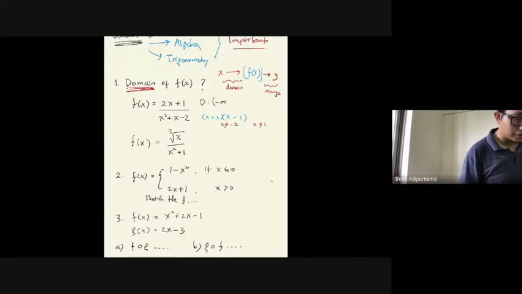You can write negative infinity until -2. And then it also starts from -2 until 1, right? And then you need to also include the last one, 1 until infinity. Okay?